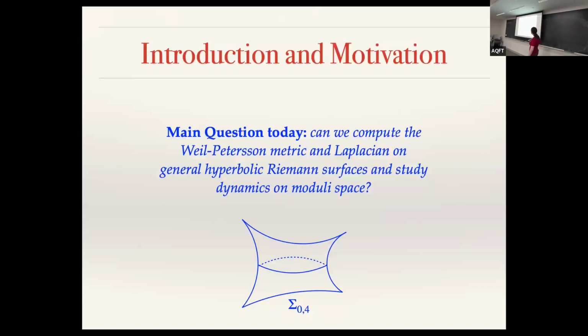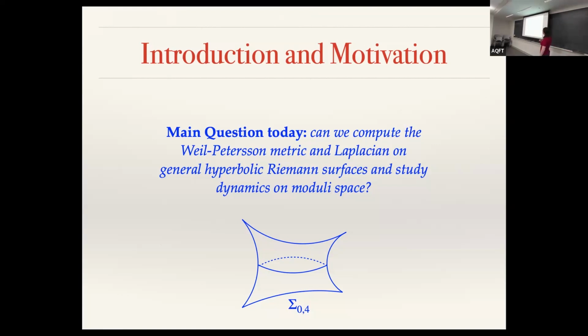Basically, the main question I'm going to be exploring today is whether we can compute the Weil-Petersson metric on the general moduli spaces of hyperbolic Riemann surfaces and study dynamics on moduli space. I'm not going to completely answer that, but I'll be able to do some stuff for specific examples of Riemann surface moduli spaces.